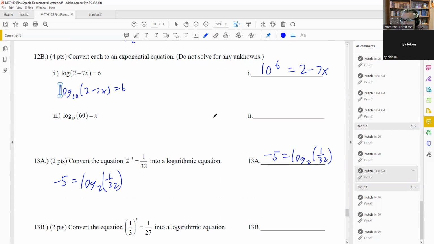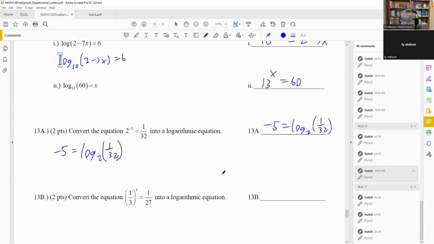For this one, we're going to do a similar thing. We're going to do 13, raised to the number after the equal sign. 13 to the power of x equals 60. Nothing to solve here. You're just changing it into the exponential form, and that's it. That's all you have to do.